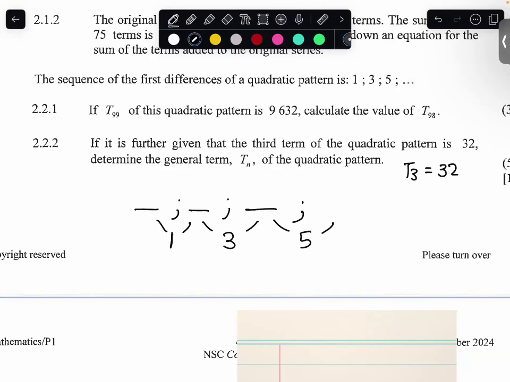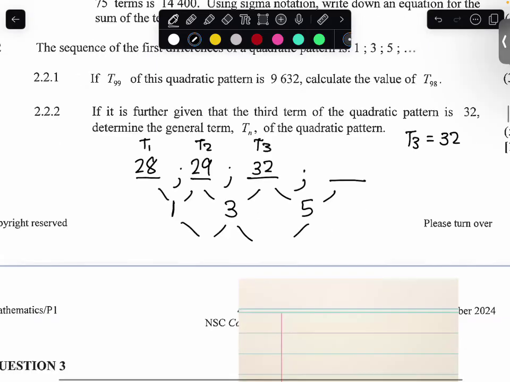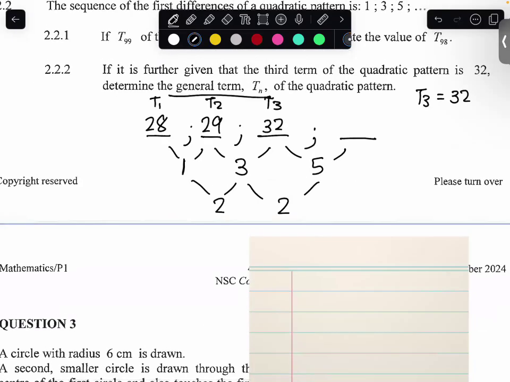Now, they're telling me that T3 is 32, which means this is T1, T2, T3. They're telling me that this is 32. So to get to T2, all I'm going to do is 32 minus 3, which gives me 29. And then to get to T1, all I'm going to do is say 29 minus 1, which will give me 28. And then remember, with a quadratic number pattern, we take it down to its second difference, which is always common.